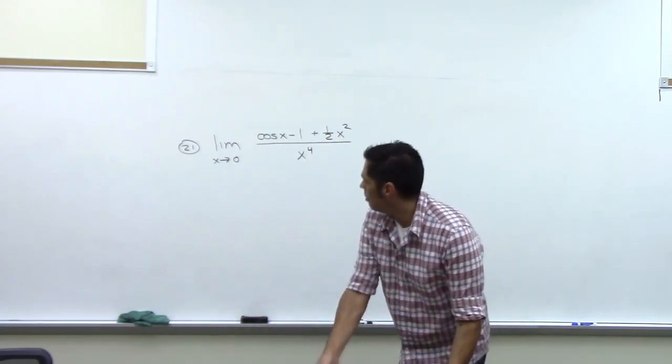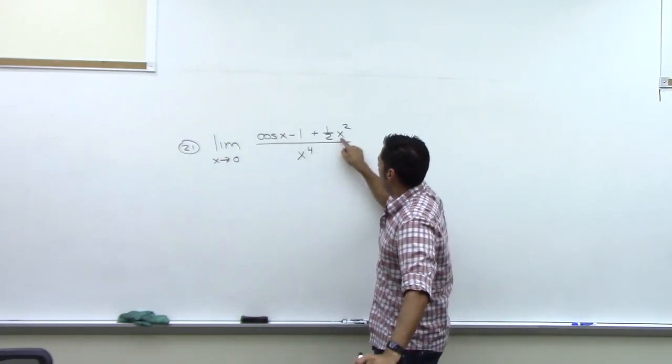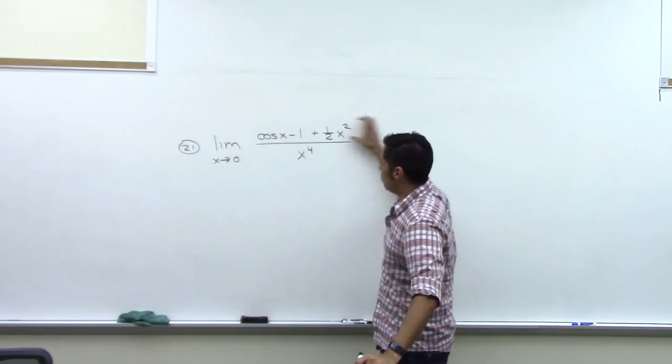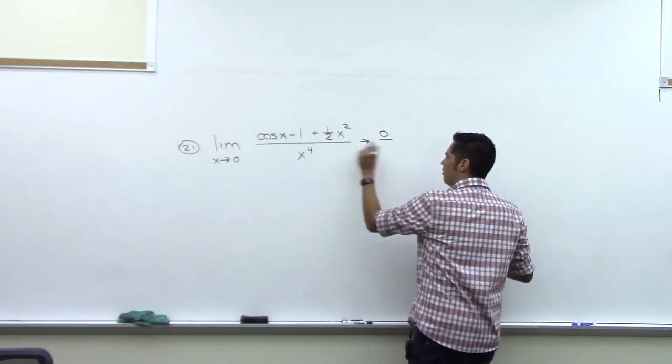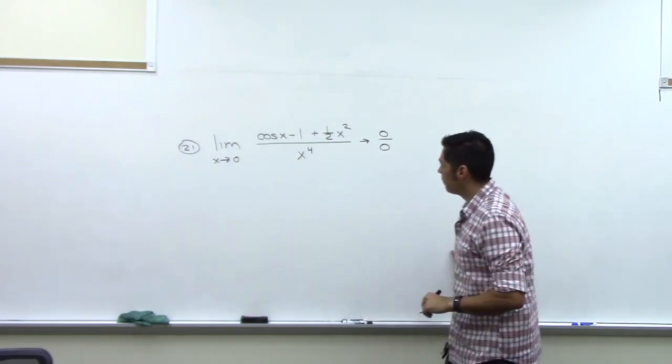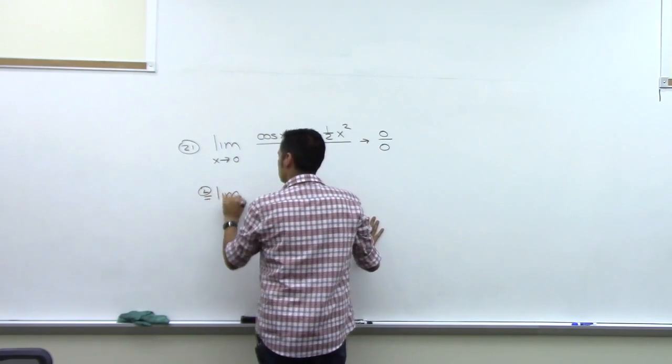If x goes to 0, cosine of 0 is 1, 1 minus 1 is 0. That goes to 0, that's all 0. So we get zeros on the top. On the bottom, of course, 0 to the 4th power is still 0. So I'm going to use L'Hopital.